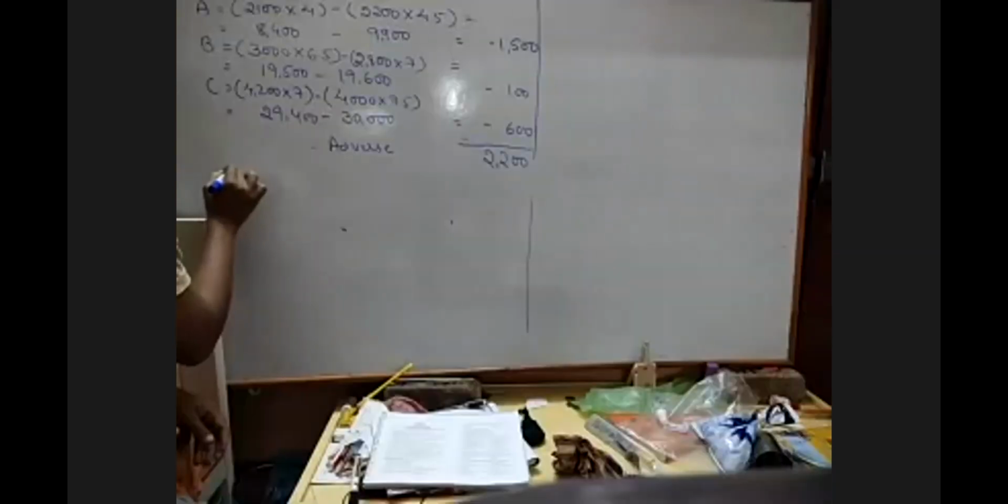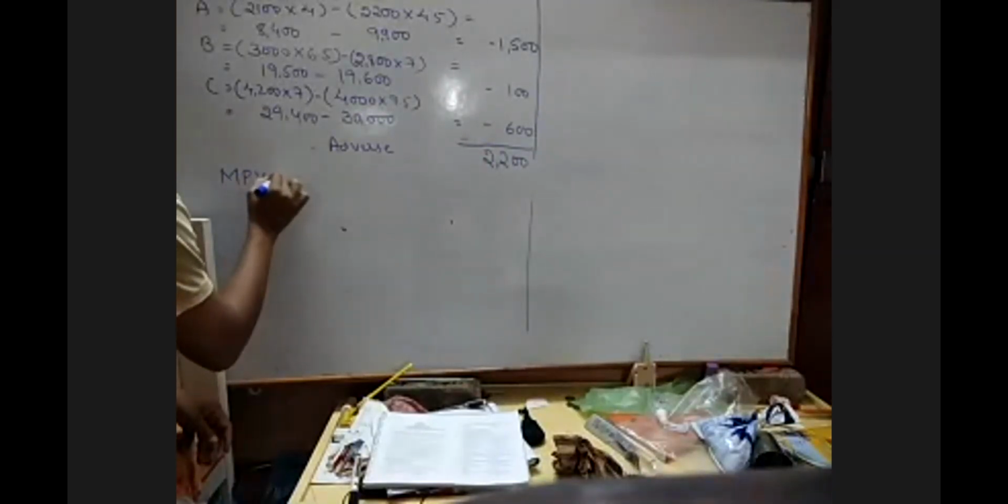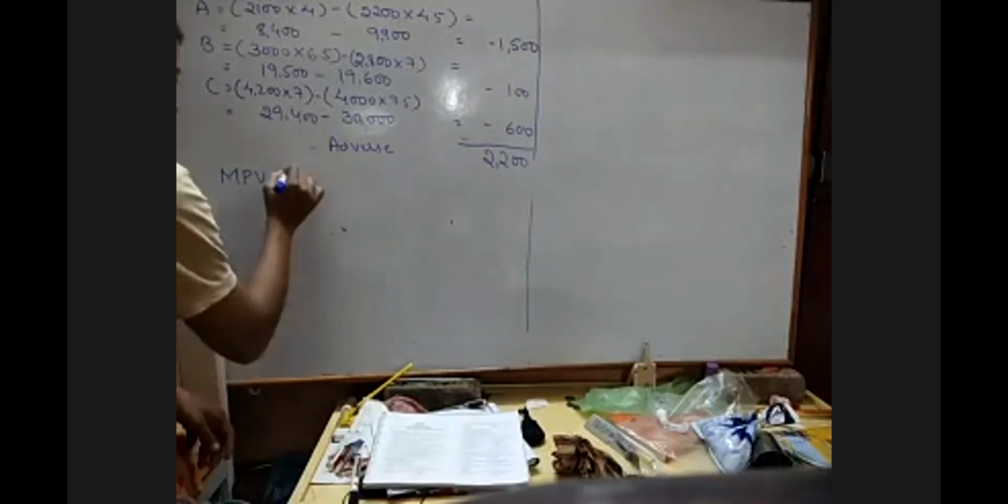Right? Now, the next one is material price variance. Write the heading, calculation of material price variance. Under that, material price variance is equal to standard price minus actual price into actual quantity. Just check whether the formula is the same. Yes, sir. Correct.